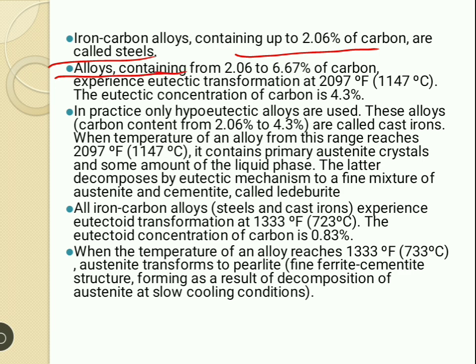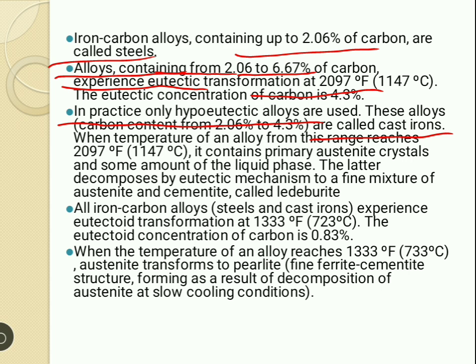Alloys containing up to 6.67% carbon experience a eutectic transformation, that is at 1147 degrees Celsius. The carbon percentage is 4.3. It is called the ledeburite phase. Then the next point is that in practice hypoeutectic or eutectic alloys are used. These alloys are called cast iron. That means the properties are changing here. The malleability, or we can say ductility, is changing here.